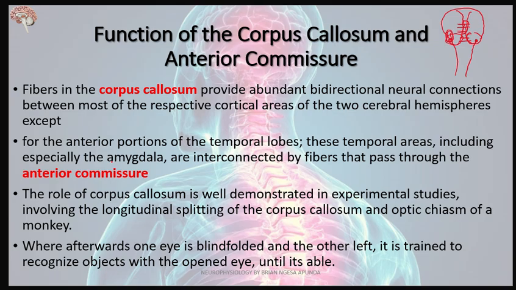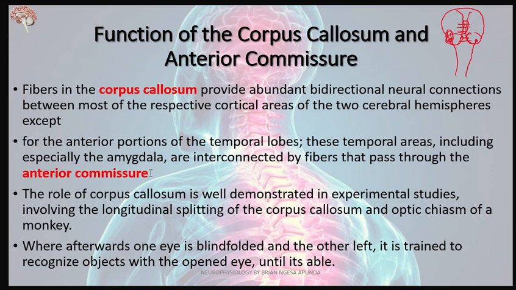that normally seeks to connect some of the limbic organs, where you're able to see something like the amygdala, so that by the end of the day, we can have information integrated between the left and the right part. There have been some experiments performed to emphasize the importance of both the corpus callosum and the anterior commissure. For example, the role of the corpus callosum is well demonstrated in experimental studies. This involves the longitudinal splitting of the corpus callosum and the optic chiasma of the monkey.